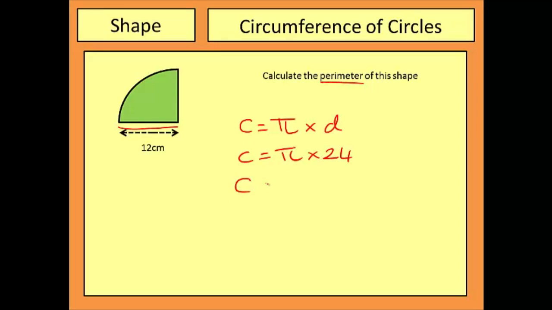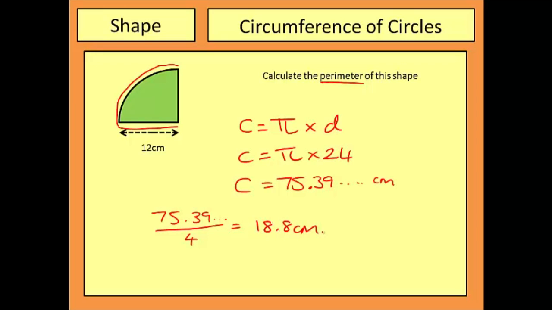This gives me a circumference of the shape of 75.39 and then a few things after that. Now I don't want the whole circumference, all I want is a quarter of it. So what I'm going to do is take this 75.39 and divide it by 4. This is going to give me this length here. It's going to be the curved length around the perimeter of that shape. Now this value is going to be 18.8 centimeters.